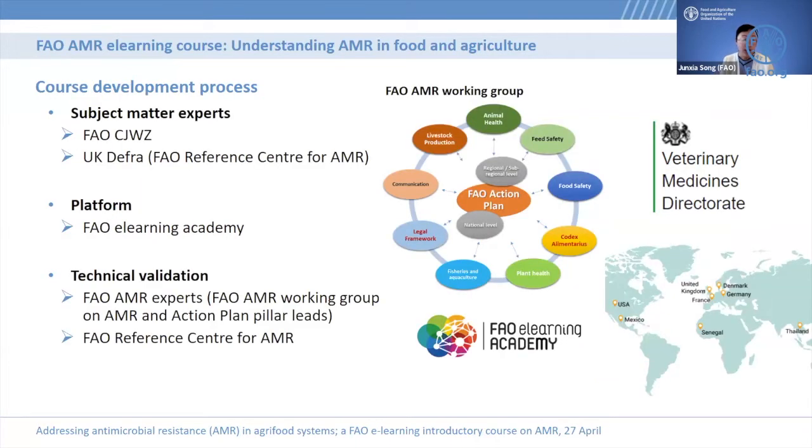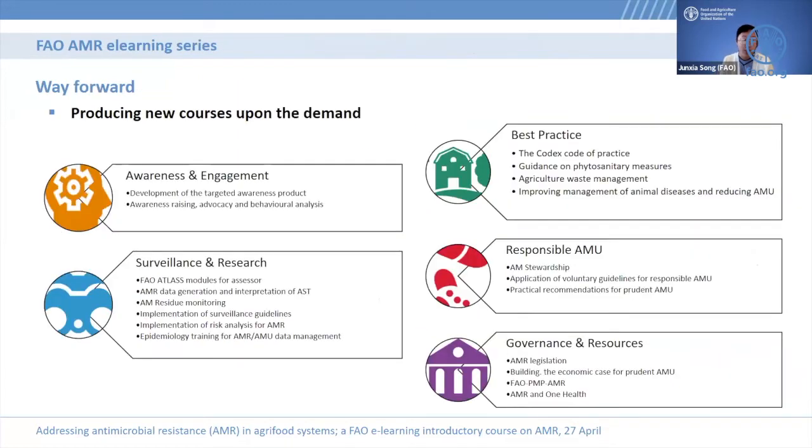FAO, in collaboration with our reference center in the UK, developed this course. The course quality was assured both internally and externally. Internally, it was done by the FAO AMR working group. Externally, the FAO AMR reference center network really provided huge support. FAO will continue to produce new courses to meet the demand from countries and food and agriculture stakeholders.